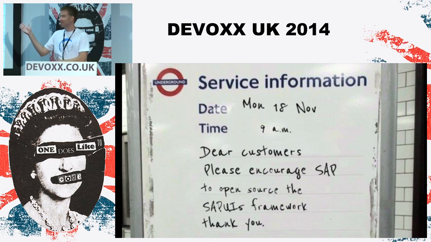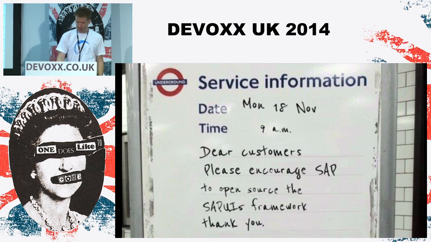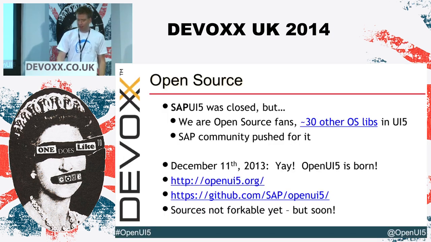You see people put this kind of images to the internet. They printed T-shirts. Please make it open source. So there was quite a campaign to open source UI5. And this happened as I said, in last December. So since then, UI5 is available under the Apache 2.0 license.